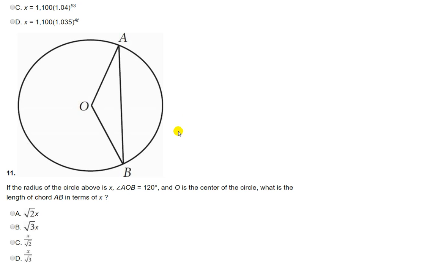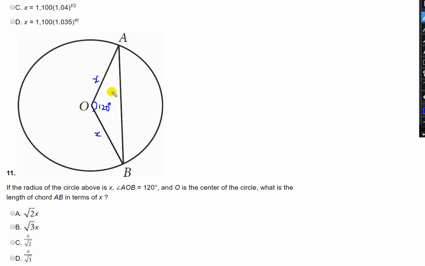Now let's look at question 11. You say that if the radius of the circle above is x, angle AOB is 120, and O is the center of the circle, what will be the length of AB in terms of x?